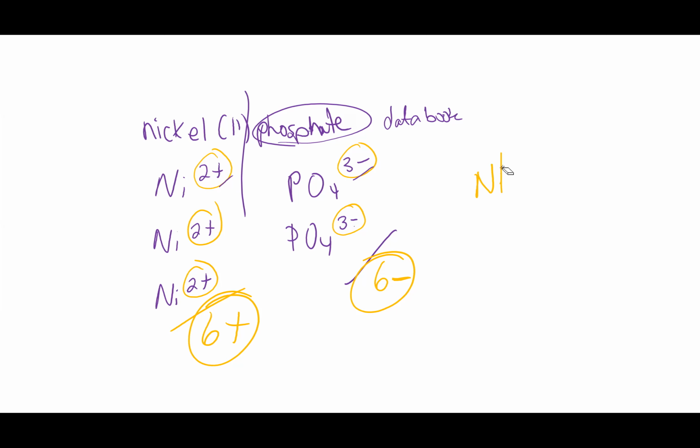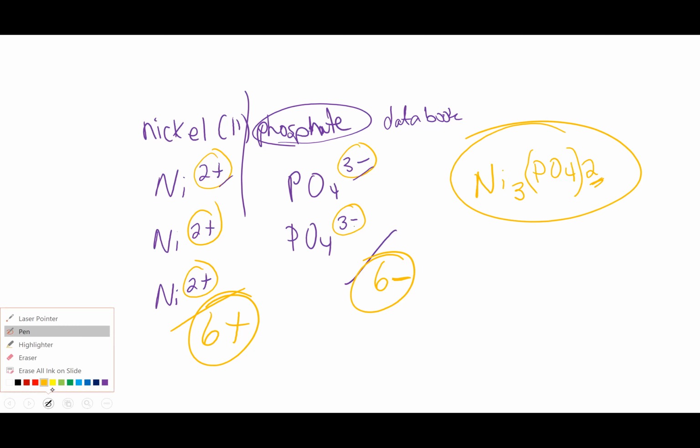So the way I write this formula is Ni3, because there's 3 of them, and then I would write PO4 2. But look at how weird that looks. Ni3PO42. It almost looks like I have 42 oxygens. So what I do is I just put brackets around the PO4 so that the 2 means I have 2 phosphate ions.